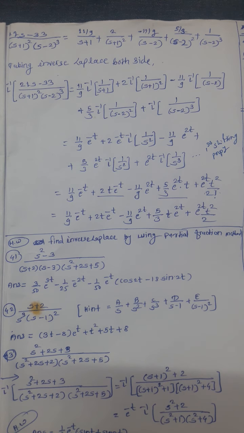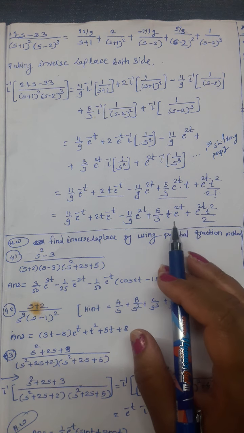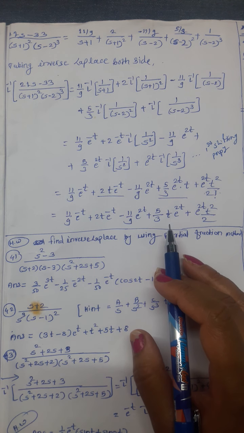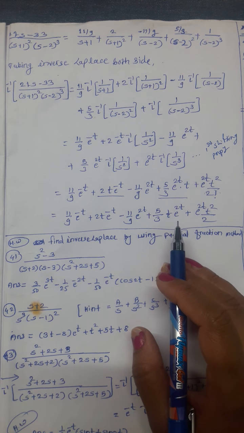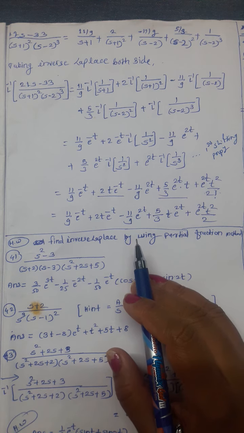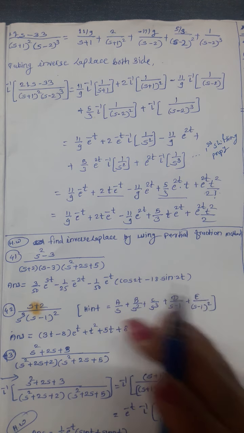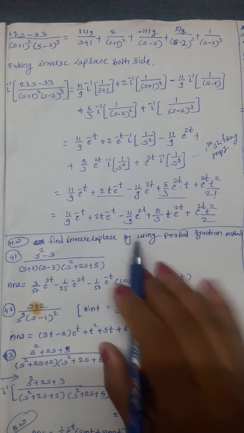Okay, but the method is the same everywhere. Step 1, you have to decide which type you can apply. Step 2, compare the numerator. Step 3, calculate all the constants. Step 4, substitute those constants in the original equation number 1. And step 5, you have to take the inverse on both sides.